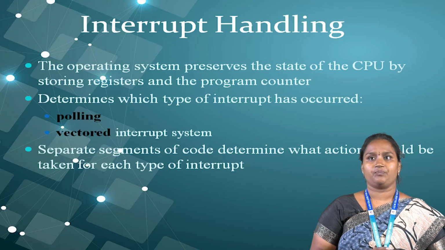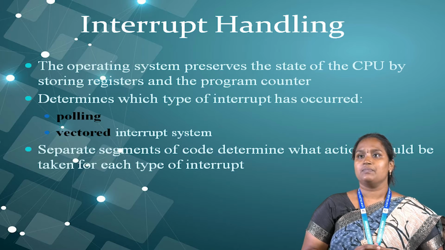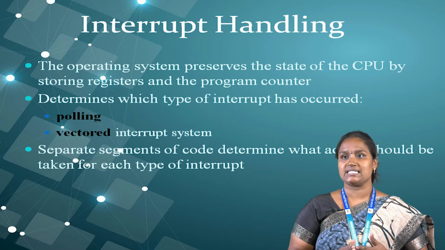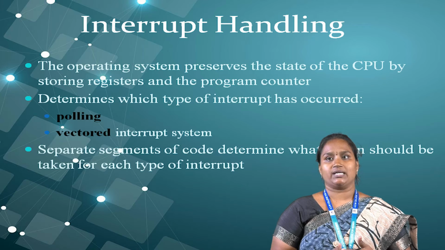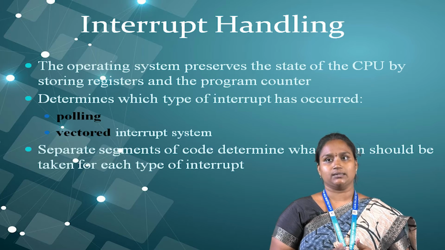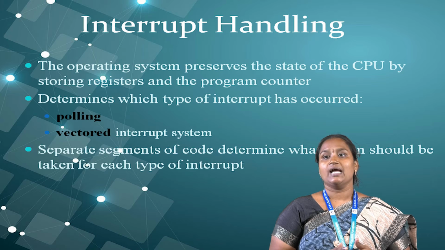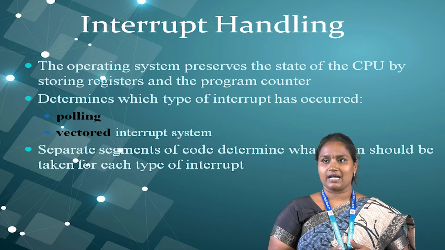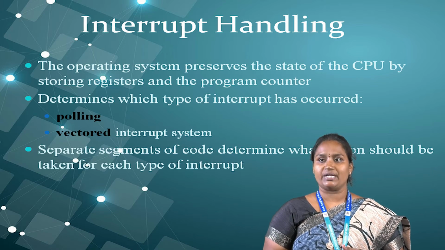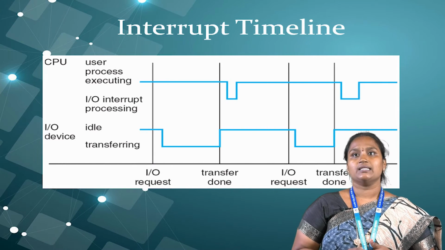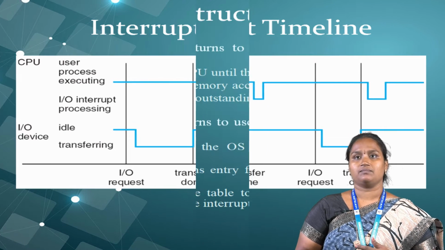Interrupt handling. The operating system preserves the state of the CPU by storing registers and the program counter. Determines which type of interrupt has occurred: polling and vectored interrupt system. Separate segments of code determine what action should be taken for each type of interrupt. The interrupt timeline is given.